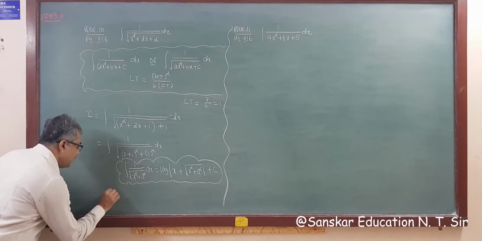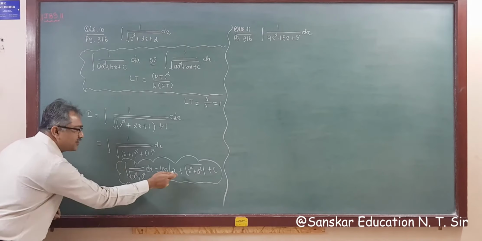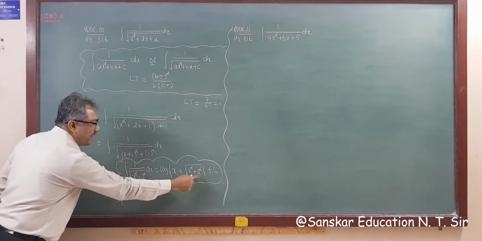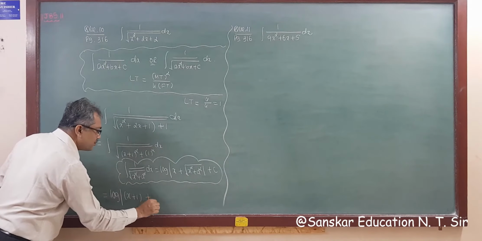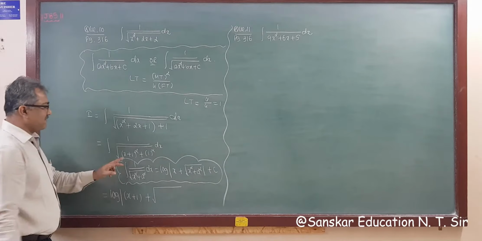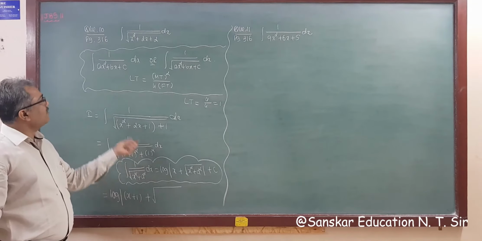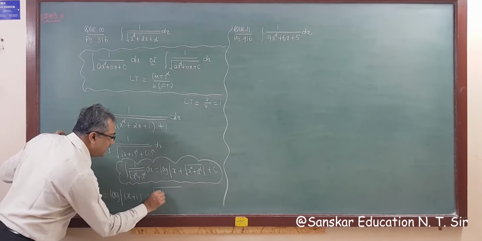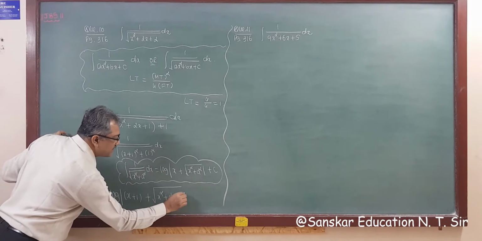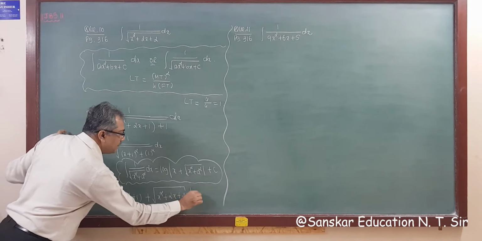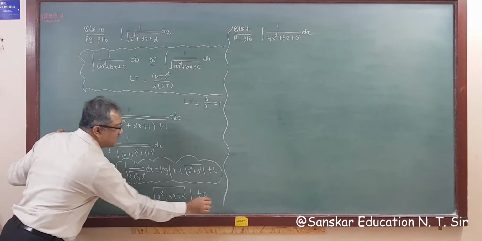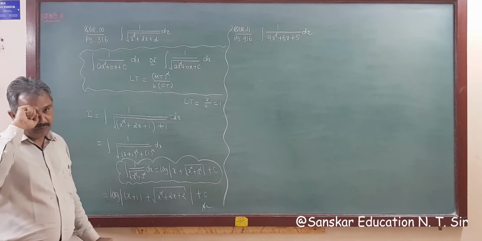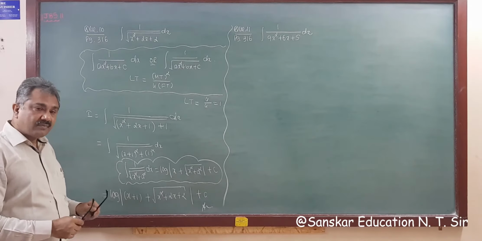So the answer will be log mod, instead of x it is x plus 1, so x plus 1 plus square root of x square plus 1 is this, right? So square root of x square plus a square is this, and this is the simplification of this term x square plus twice x plus 2. So I am writing directly x square plus twice x plus 2, right? And plus c. So this is your answer. You have to solve this type of question directly.